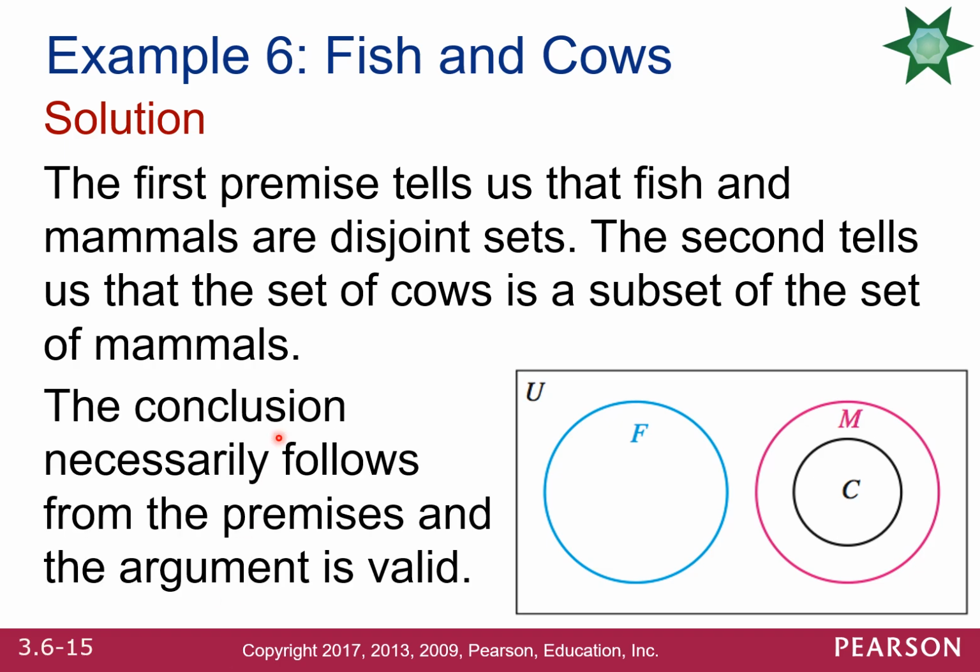It says the conclusion necessarily follows from the premises and the argument is valid. So what was the argument? It said that no fish are cows, correct? Therefore, in this diagram, we see indeed that we do not have any intersection of fish with cows or cows with fishes. All right.